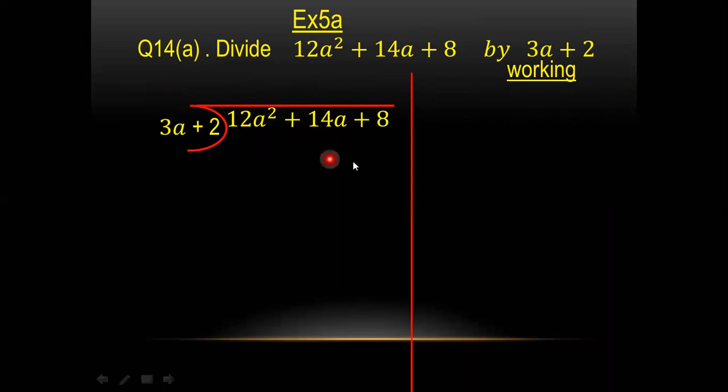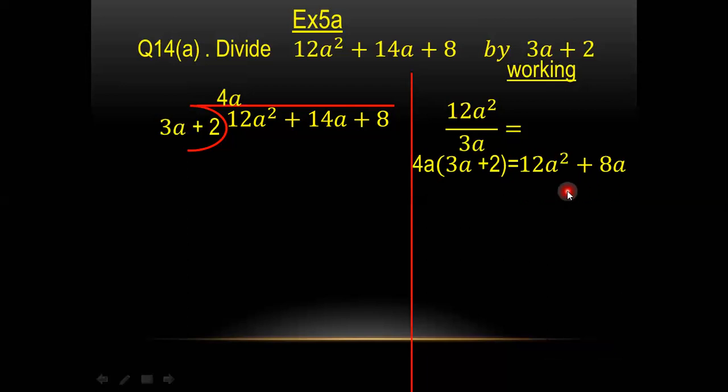So we will divide this 12a square by 3a, and after this division we can get 4a. It's a very simple division. You can directly cancel out these and you can get the term, and this 4a will be utilized at two places. First you will write it over here, and then you will multiply it with the divisor 3a plus 2. First of all, I'm shifting it to the quotient, and now I'm multiplying it with the divisor in the working column, and as a product I am getting 12a square plus 8a.